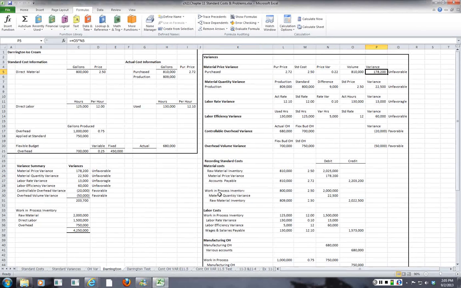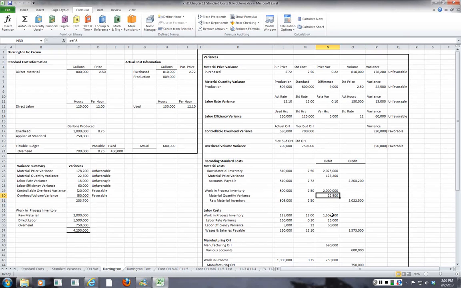Now for work in process, we're going to debit work in process for $2 million, which is the direct material at standard, multiplied by the standard price. So we come up with $2 million, which is what we're going to record in work in process. And our raw material inventory that we're going to take out of that is 809,000 multiplied by $2.50, which is the standard cost coming out of there.